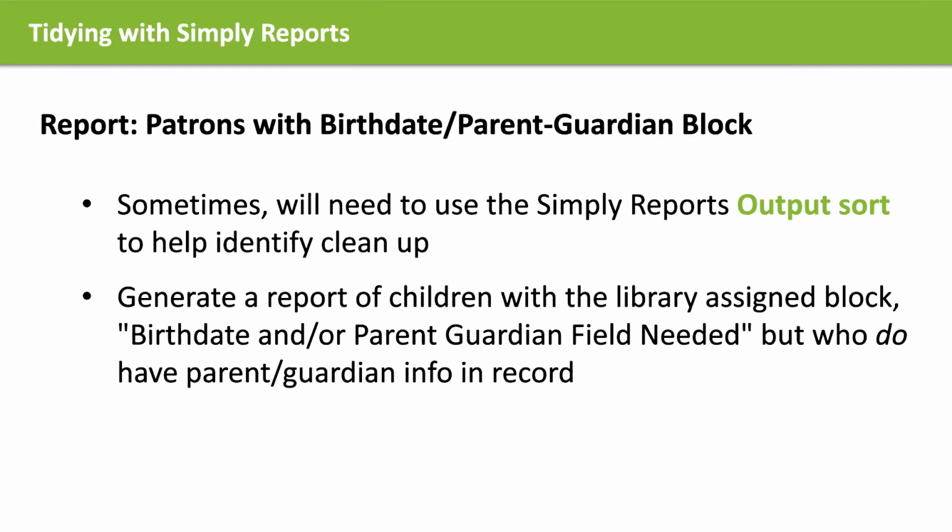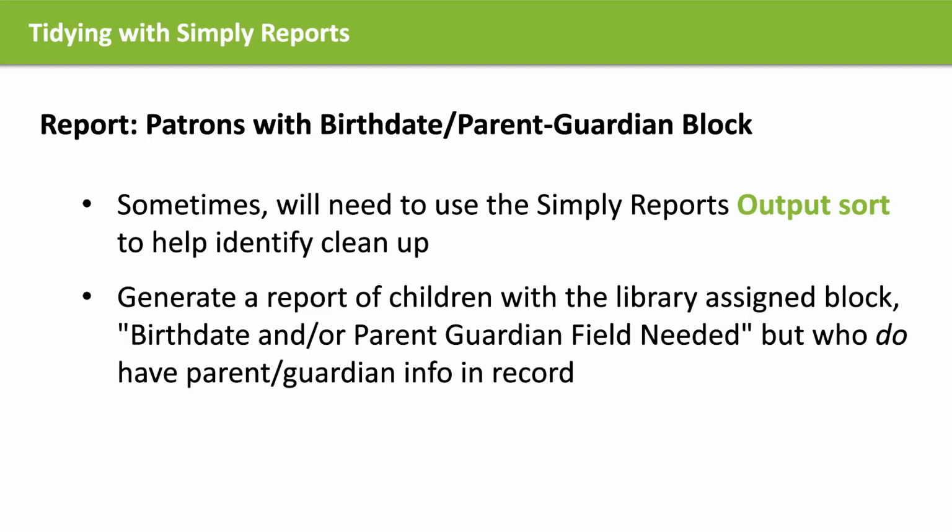So for this example, we're looking for children, patrons under the age of 18 who have the library assigned block, birth date and/or parent guardian info needed, but who do have parent guardian information already in their records. So these are probably users where staff were able to get the parent guardian info, but didn't get a chance to remove the block. So we're just going to identify these patrons and remove the block for them.